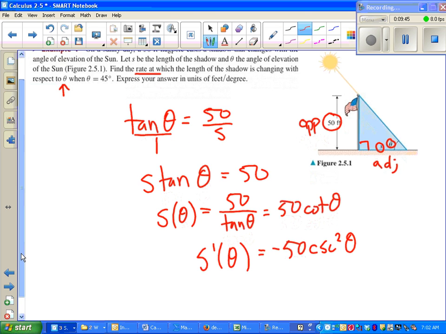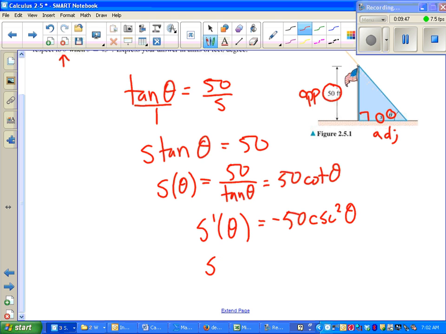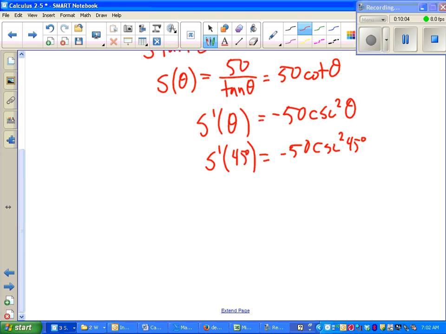Next up, we need to plug in our variable, our number. We want 45 degrees, which is the same as pi over 4 radians. So we need negative 50 times cosecant squared of 45 degrees. We should be able to figure out what cosecant of 45 degrees is. I'll leave that up to you to verify if you don't believe me. Square root of 2. Square root of 2 squared is 2. 2 times 50 is 100, so negative 100.